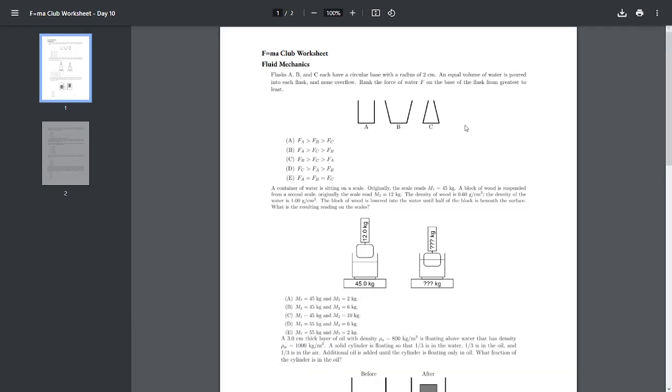Let's just switch to the worksheet. All right, so first problem. Flasks A, B, and C each have a circular base with a radius of 2 centimeters. An equal volume of water is poured into each flask and none overflow. Rank the force of water F on each base of the flask from greatest to least, right? So a common misconception when many people were taking this test, right? So what do we have here?